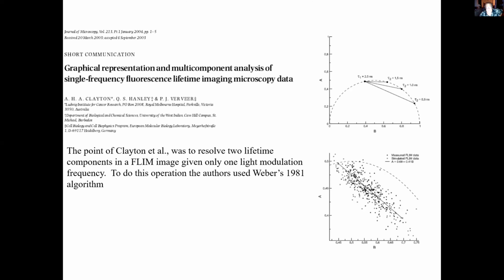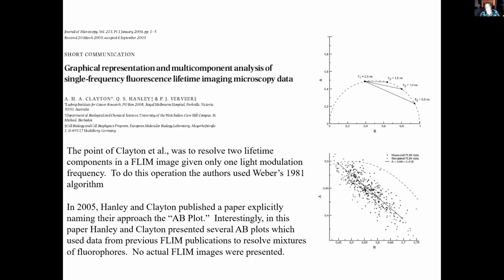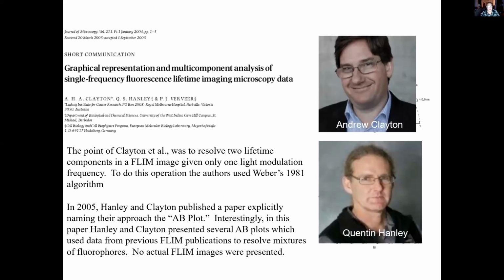Actually, their point was to resolve two lifetime components in the FLIM image given only one light modulation frequency, using the equations in Weber's 1981 paper that I showed you. So their point was quite different from modern phasors, as we'll see. They wanted to use this to analyze components. And the next time they published this, they called it an A-B plot, which I must say is not a very interesting name. They used data from previous FLIM publications to resolve mixtures, but they never presented any FLIM images. And there's Andrew Clayton and Quentin Hanley.